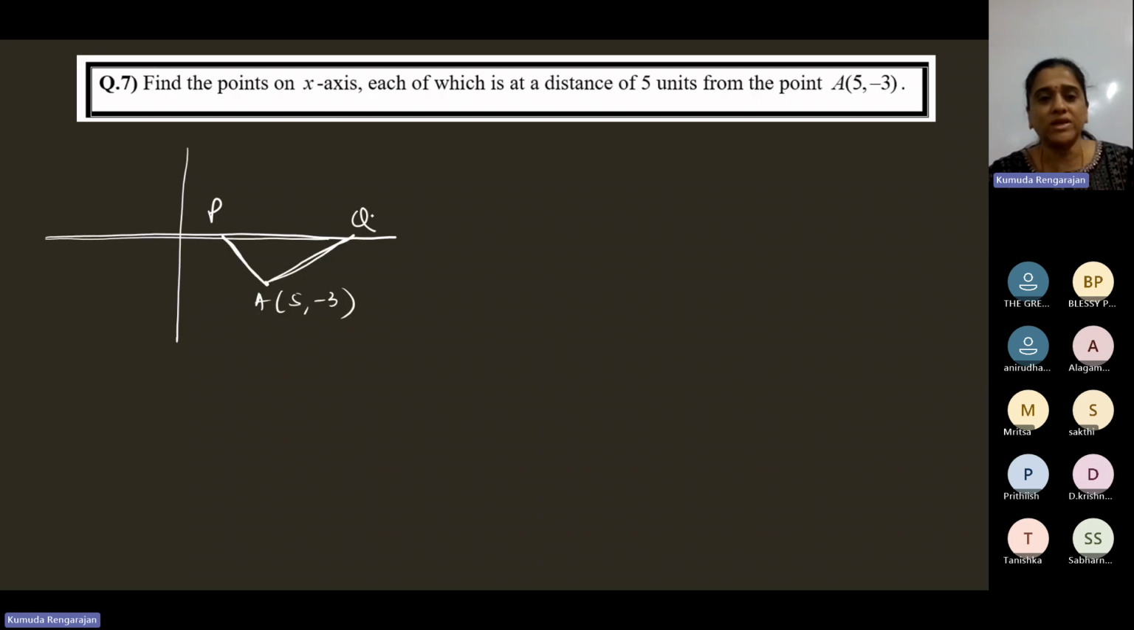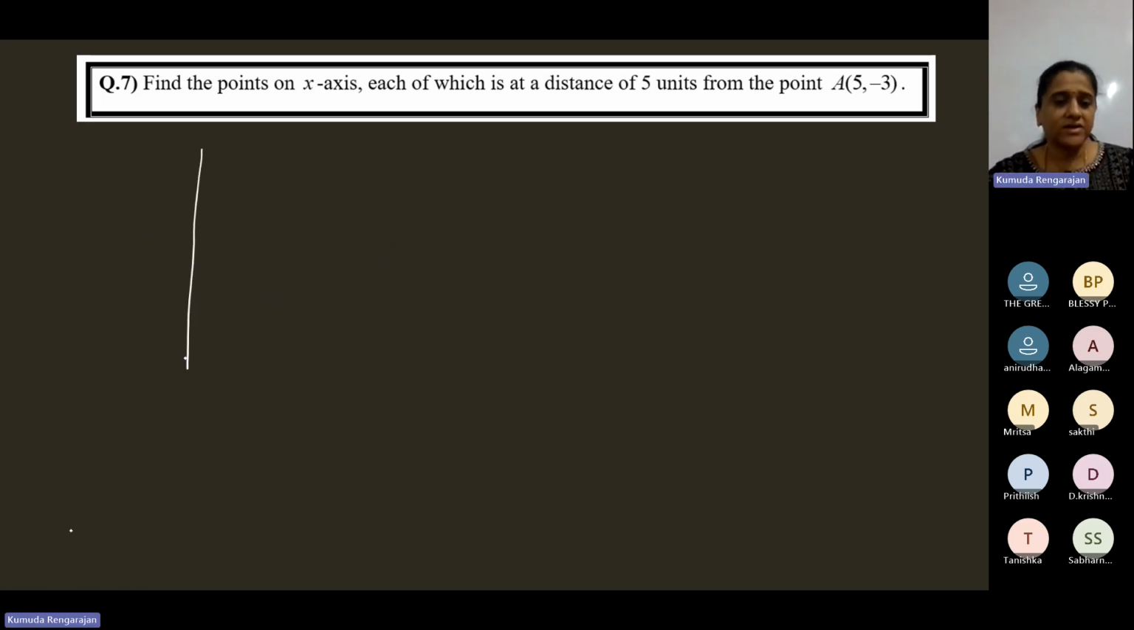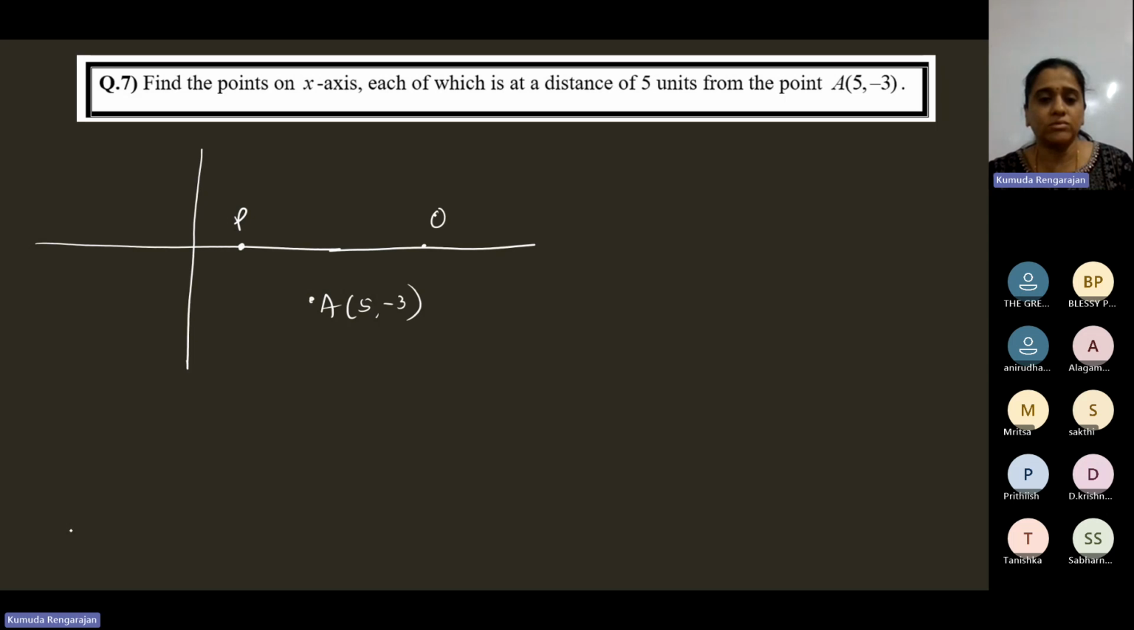Find the points on the x-axis, each of which is at a distance of 5 units from the point A. So that means AP is 5 units, AQ is also 5 units. We'll come again, see here. X-axis and y-axis. 5 and minus 3 roughly here. A, 5, minus 3 lies in the 4th quadrant. Now we have to find the points on the x-axis. So say we have to find the address of point P and point Q. What is the distance between A and P? 5 units. What's the distance between A and Q? 5 units.